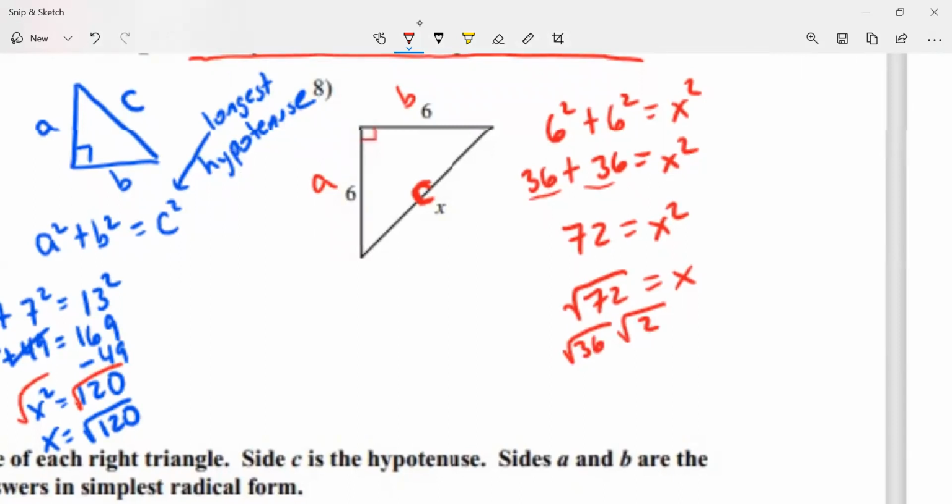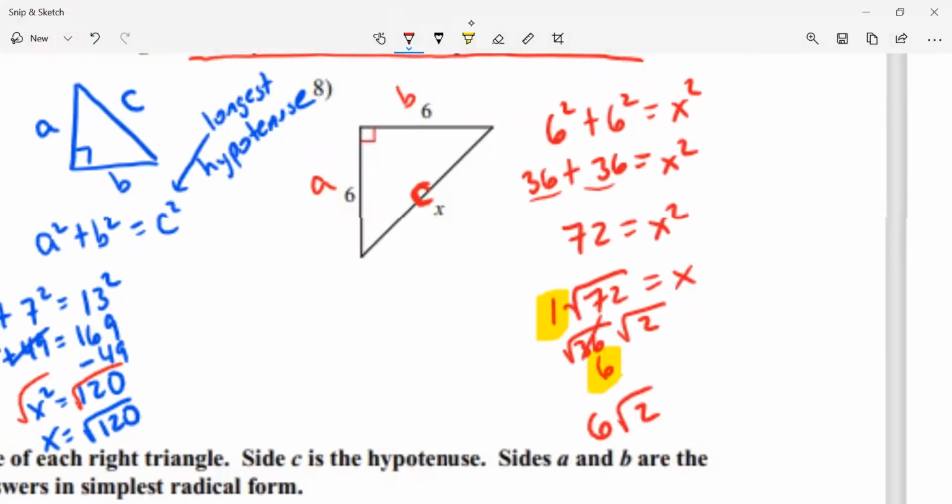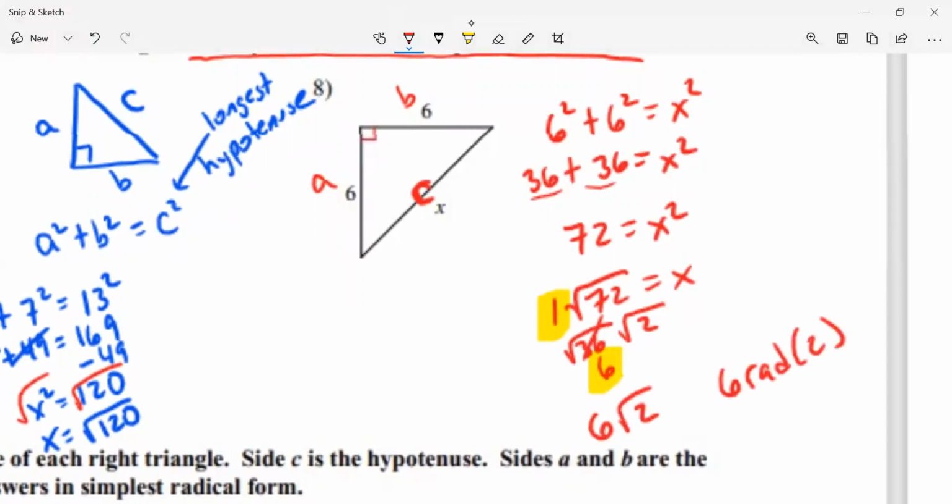Because I know the square root of 36 is 6. Multiply with the number that was outside to begin with. This 6 with the number that was outside to begin with. If I don't see anything, I'm assuming it's a 1. So I get 6 radical 2. Nice. The way I'm going to type this is 6 rad, and then inside parentheses 2.